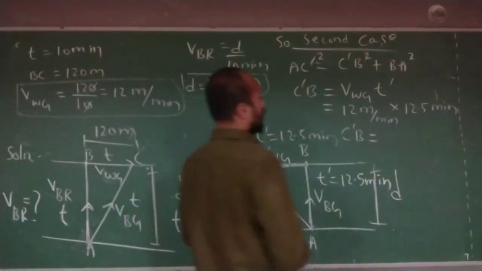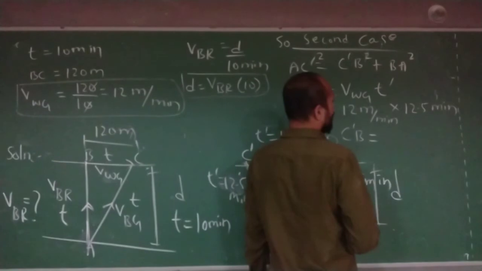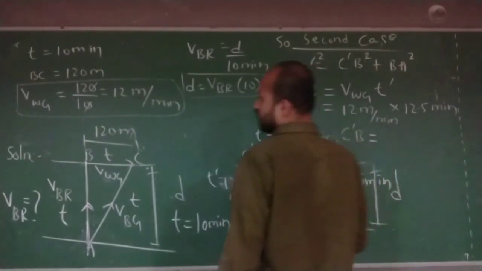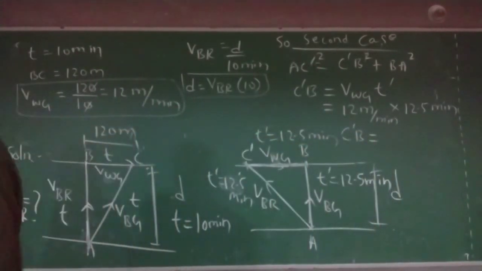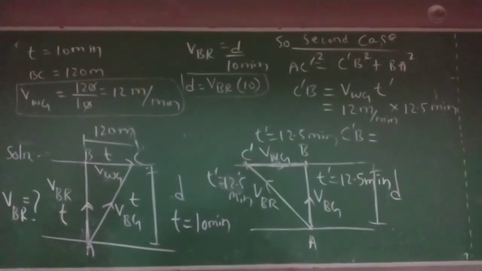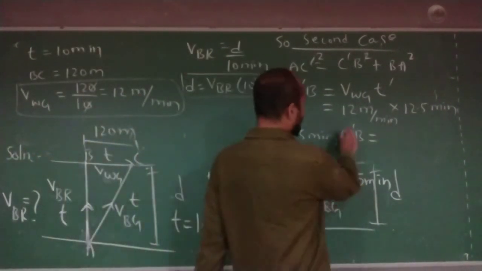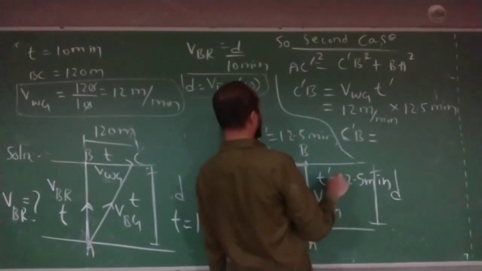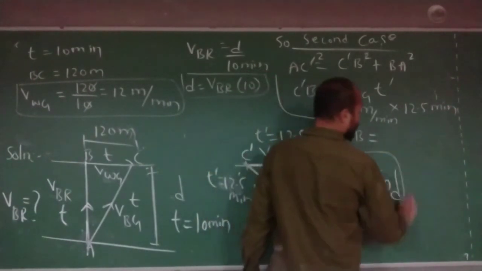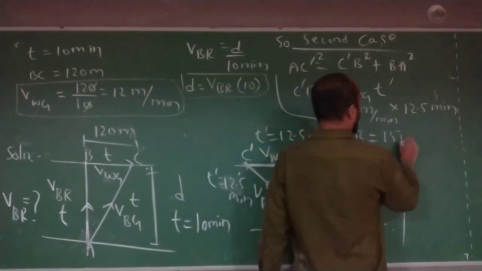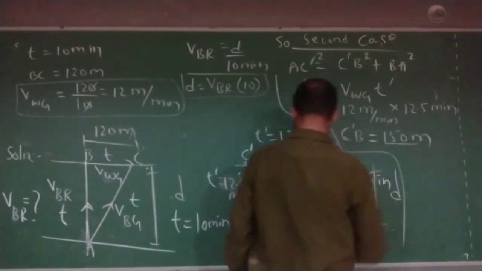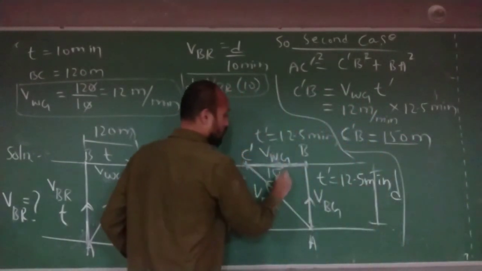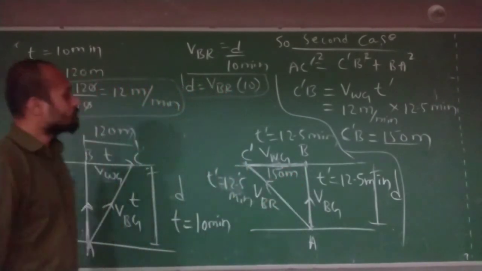12 into 12.5, how much will you get? One minute, guys. You will get C dash B as 150 meter. So this is 150 meter.